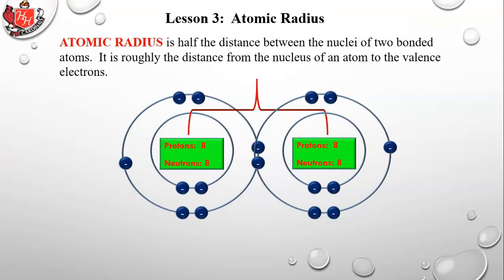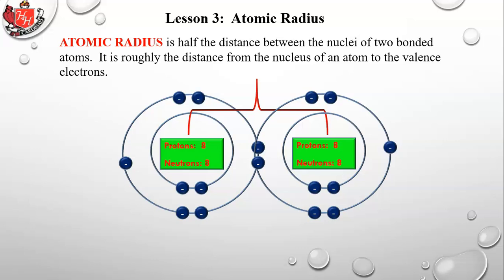Atomic radius. Atomic radius is half the distance between the nuclei of 2 bonded atoms. It is roughly the distance from the nucleus of an atom to the valence electrons. If you think of math class and what the radius of a circle is, it's the distance from the center of the circle to the circle. And so you can think of that for an atomic radius. It's the distance from the nucleus to the outer orbital. That's not an exact definition, but it's close enough.